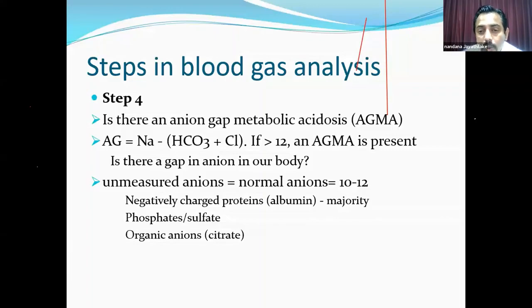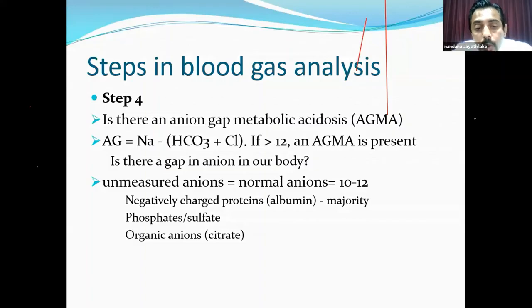Step 4. Now, when there's a metabolic acidosis, there's another entity called anion gap. I'll tell you why we develop anion gap. Anion gap is calculated by subtracting the sum of bicarbonate and chloride from the sodium. If this anion gap is more than 12, we call it anion gap metabolic acidosis. Is there a gap in anion gap in our body? Yes, not in an actual situation, but in the calculation.